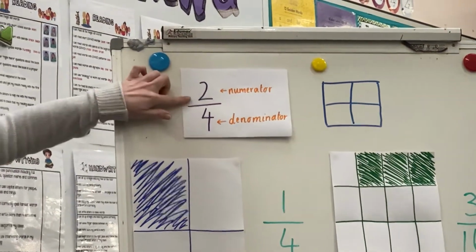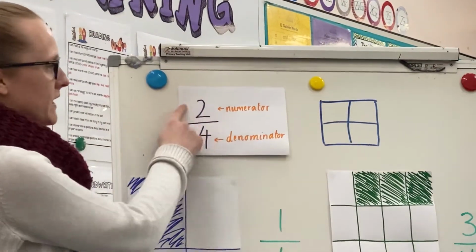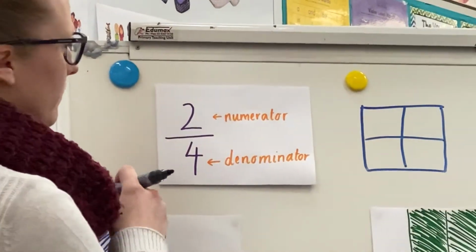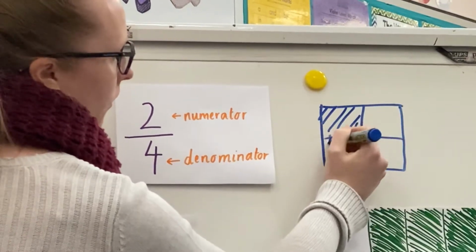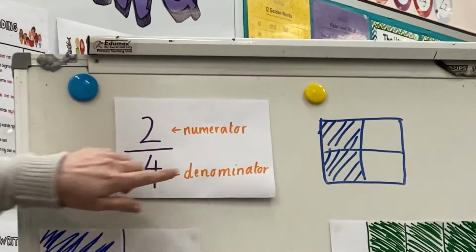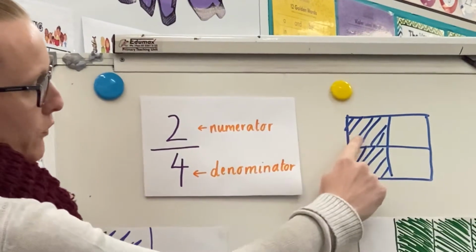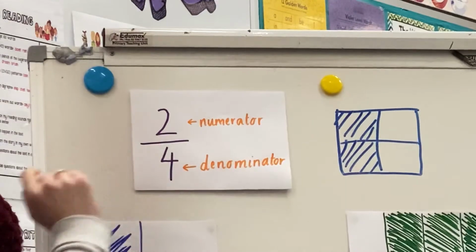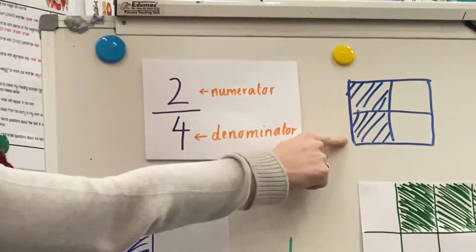The numerator is the number at the top of your fraction. So this one tells us how many parts are actually coloured in. So if we have 2, so 2 quarters would look like this, and you can see our denominator is 4. We've got 1, 2, 3, 4 parts, and we've got the 2, which is our numerator, and those 2 parts are coloured in, 1, 2.